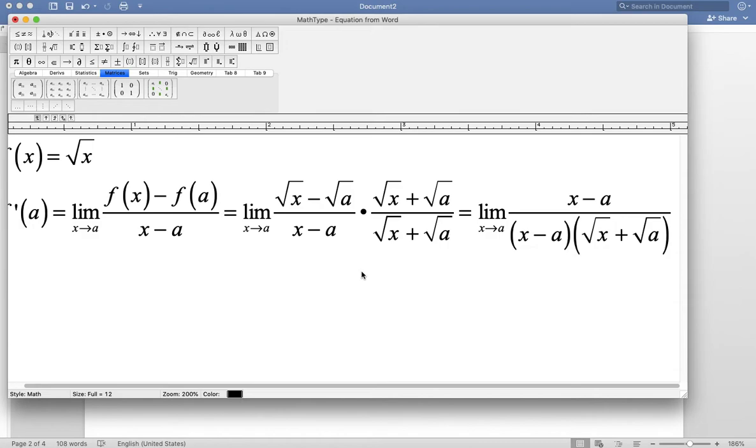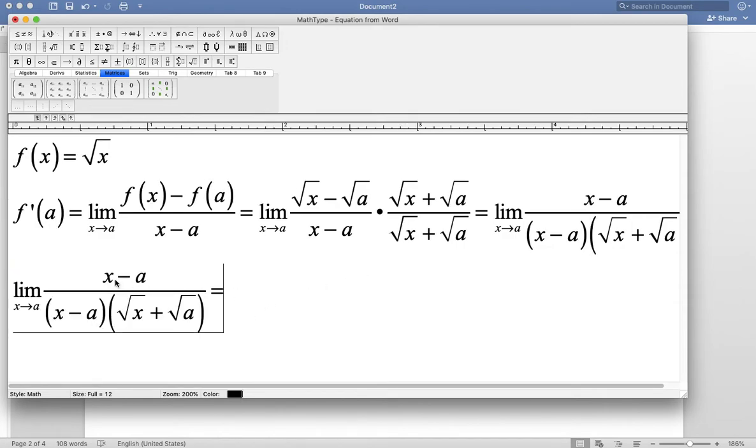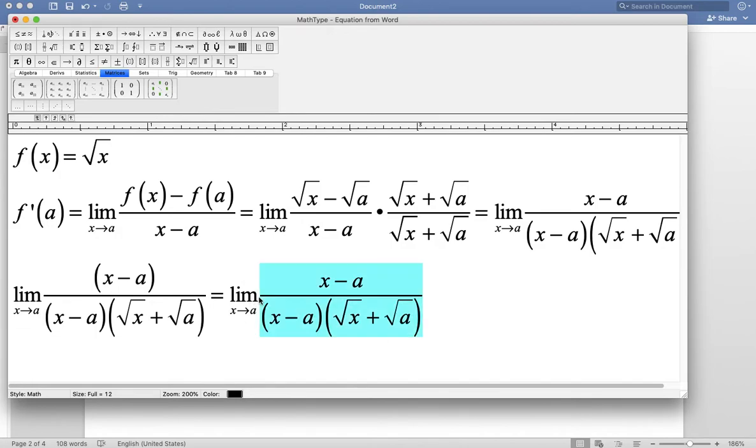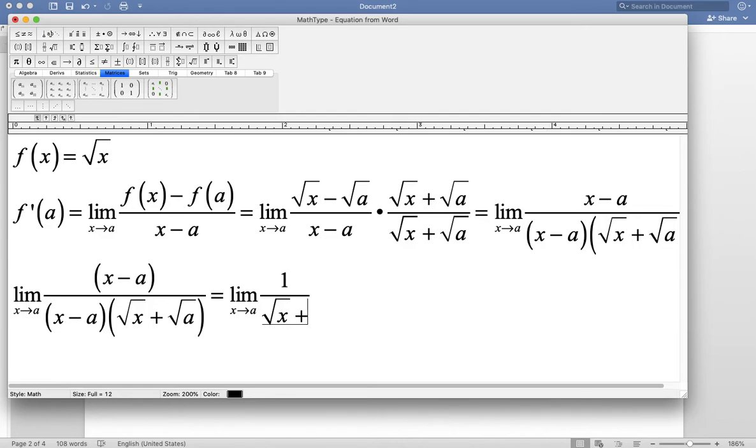So now, next line, x minus a is a common factor that will cancel. We've got the limit will be 1 over square root of x plus square root of a. And now, by direct substitution, we substitute in a. We'd have 1 over square root of a plus square root of a, which would give us 1 over 2 square root of a. Since a is an arbitrary point, we've got the derivative of f evaluated at a.